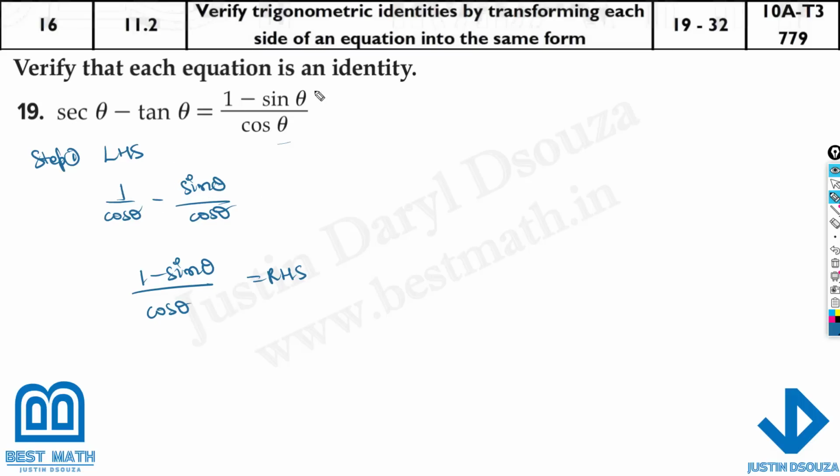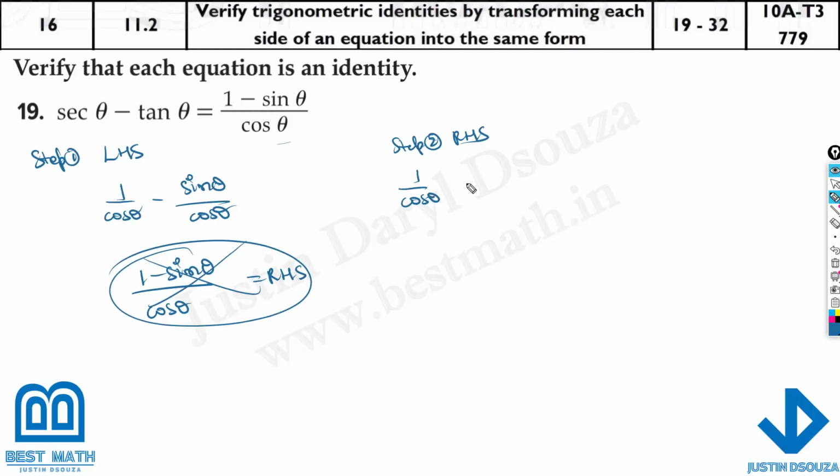Or if you wanted, you can even transform this side. Step 2, RHS. Say you got confused with this step. You don't want to do this step. Fine. Split this cosine to both the terms: 1 by cosine theta minus sine theta by cosine theta. Now what is it? LHS is equal to RHS.